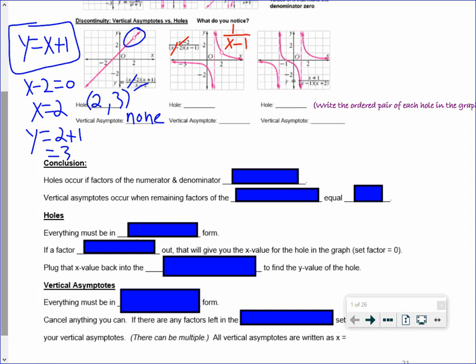So we cancel out x minus 2 from the top and bottom. We set x minus 2 equal to 0. We get that x equals 2, and that's going to be the x value of your hole.